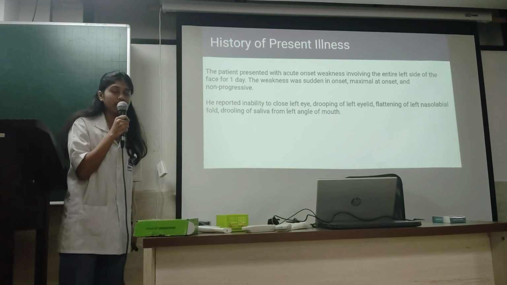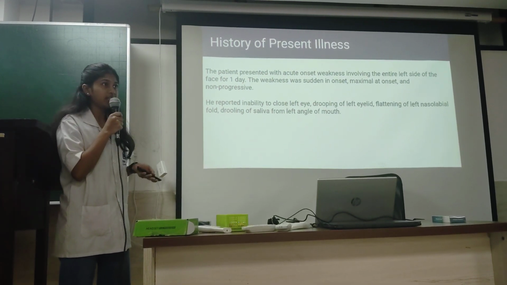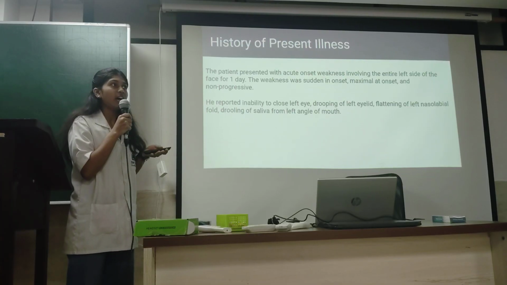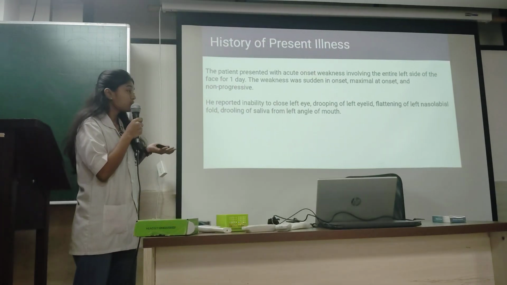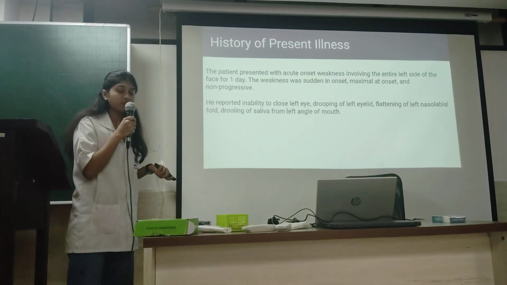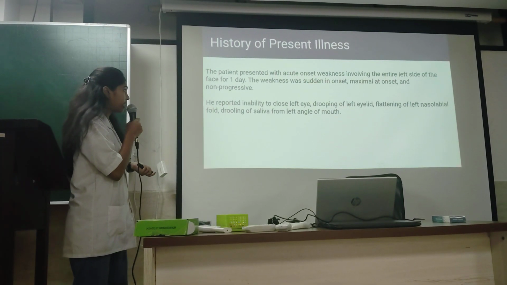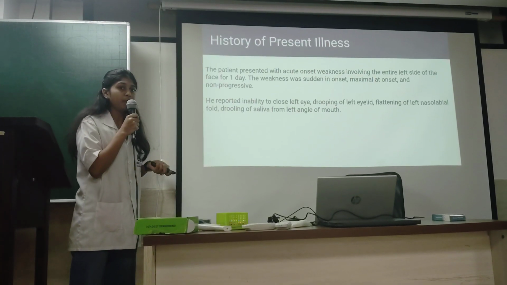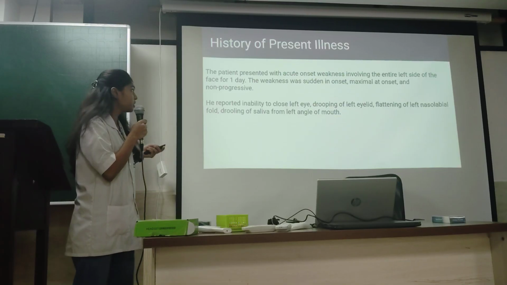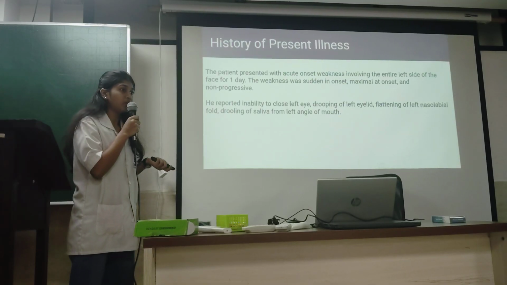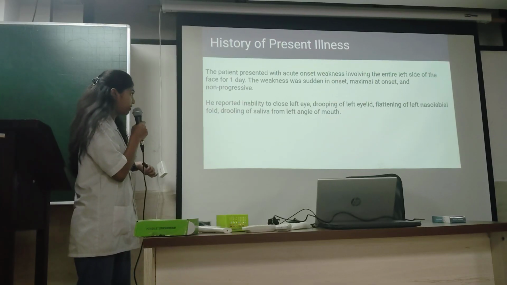History of present illness. The patient presented with a sudden onset of weakness, which was maximum at onset. He reported inability to close the left eye and drooping of the left eyelid. The mouth was deviated to the opposite side. The mouth was drooping and drooling of saliva was found.